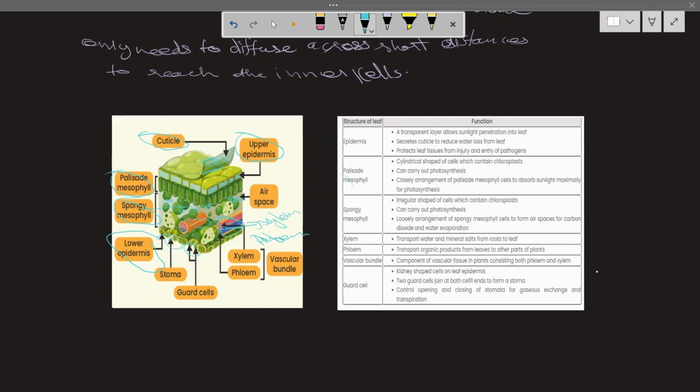So what is a cuticle? A cuticle is a thin waxy layer over the epidermis. Can you see this epidermis? Over this there is a thin waxy layer, and then there is the epidermis. What does the epidermis do? It is a transparent layer that allows sunlight to penetrate into the leaf.